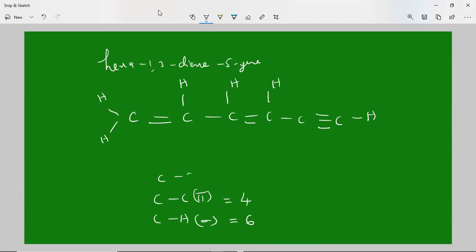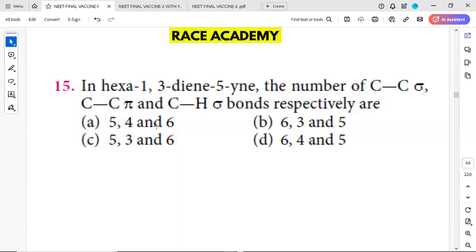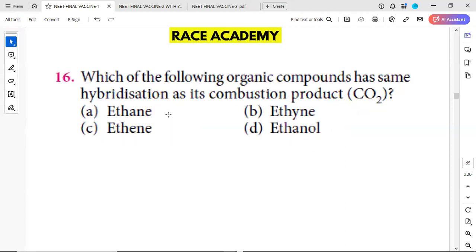And one more thing, carbon carbon sigma bonds are how many? If you check it, 1, 2, 3, 4, 5. So there are 5 sigma bonds. So carbon carbon sigma bonds are 5, carbon carbon pi bonds are 4, carbon hydrogen sigma bonds are 6. 5, 4, 6. Where is 5, 4, 6? Yes, first option. First option is the right option for this question.